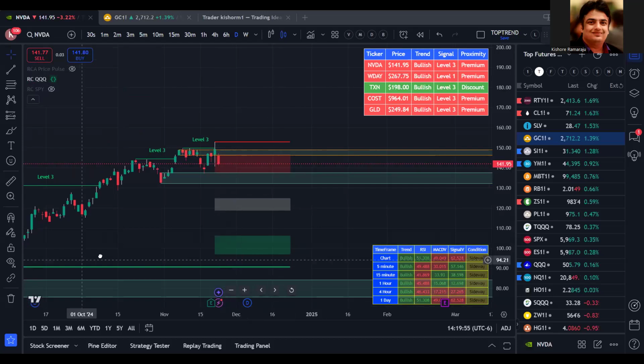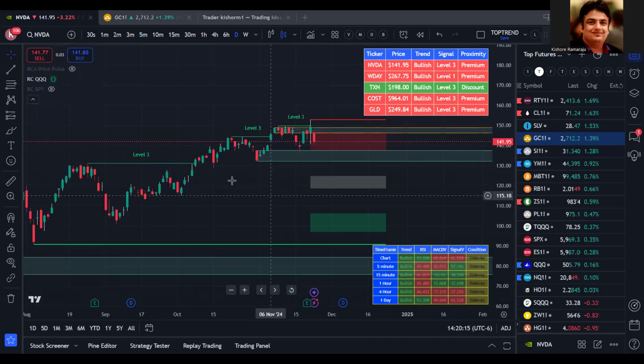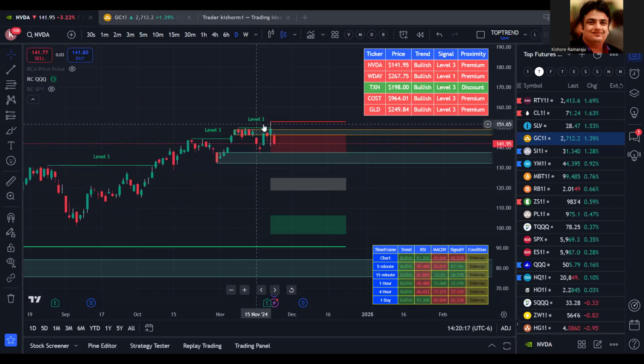Price touched the resistance in August, went up, came a little bit down, went up, came a little bit down, went up. That means it is forming higher highs, higher lows. Going up, coming down, going up, coming down. And finally, it touched the resistance. This is the resistance point. It is at a premium zone.